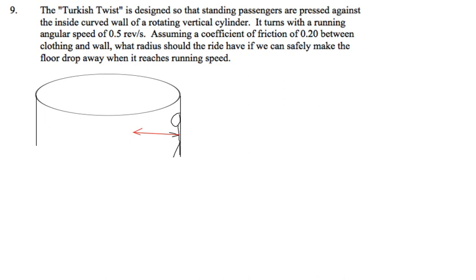So that's going to be Fn. Now in this problem it says, what radius should the ride have if we can safely make the floor drop away when it reaches its running speed? And we know what the running speed is. It's given in the problem as 0.5 revolutions per second, or a half a revolution every second.